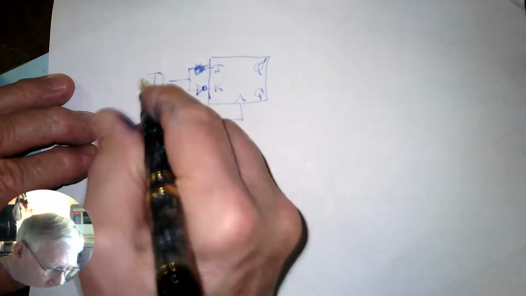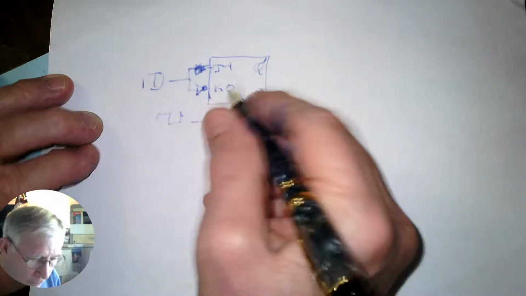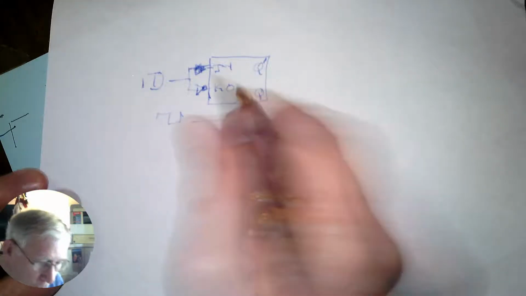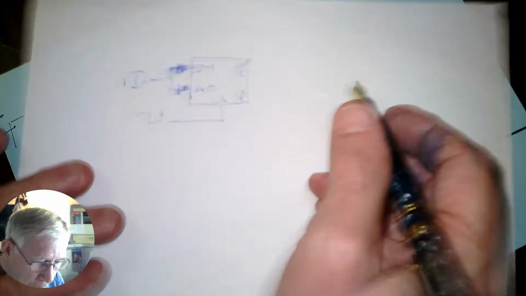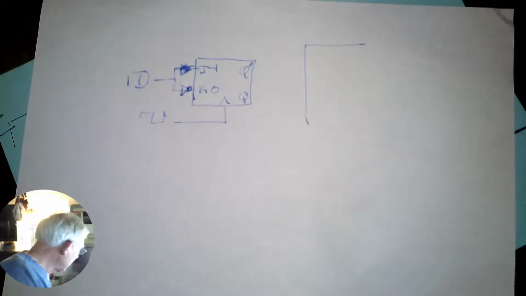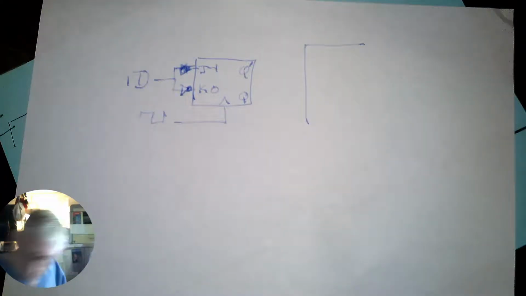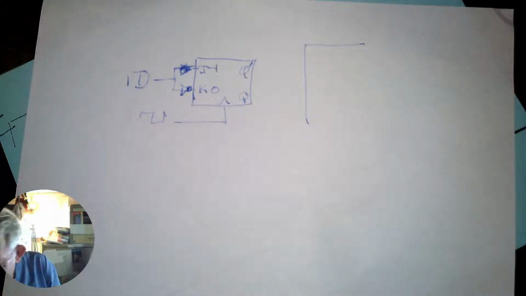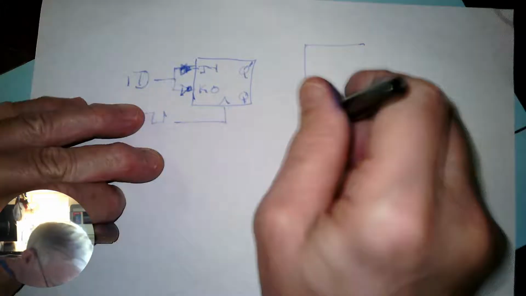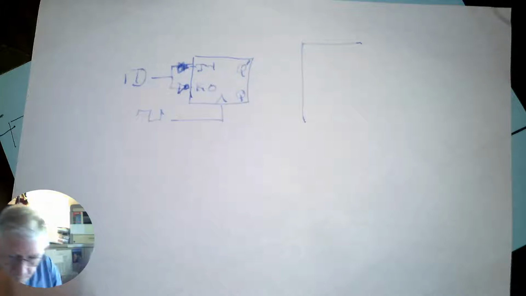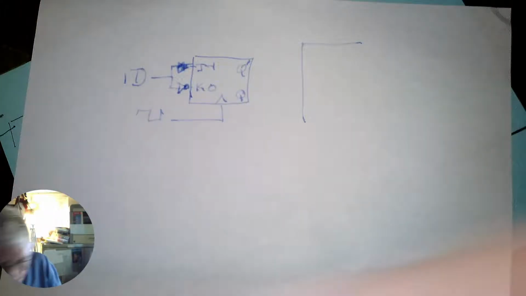So if D is 1, J will be 1 and K will be 0. If D is 0, J will be 0 and K will be 1. And so if we write the little truth table for this, and my pen's running out of ink... I don't think this one's working at all. No. So we'll just do it like this.